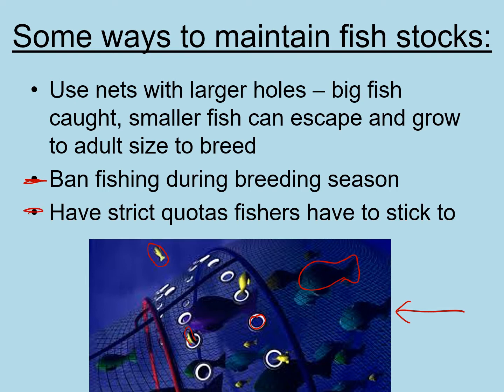And lastly, having strict quotas that fishers have to stick to. So they're only allowed to fish a certain number of tons of a certain number of species in a given time period. And what that means is that they're going to have to leave some fish. Sometimes the fish get caught and they die and they have to throw it back anyway. But it still means that overall they stop at a certain point. They don't just keep fishing and fishing and fishing as much as possible to make as much money as possible. So having strict quotas is a good thing.